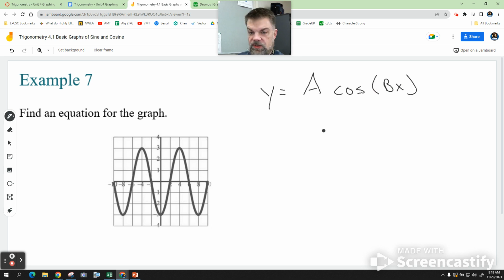So now let's start with a. Remember that the range is negative a to positive a. Right? Remember, that's the range of the trigonometric function, either cosine or sine. So if we want to figure out a, we just got to look and see what the amplitude is. Remember that a stands for amplitude. So what is the amplitude? 3.